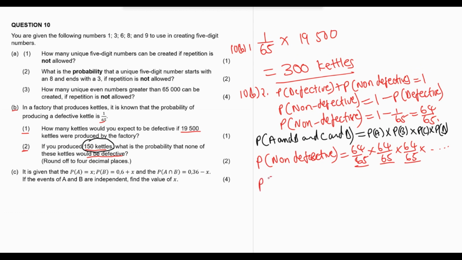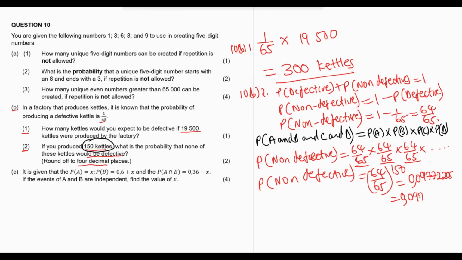So probability of non-defective would be equal to 64 over 65 to the power 150. And then that will give you 0.097722205, goes on like that, 724. And then we're asked to write this in what? Round off to 4 decimal places. So it becomes 0.0977.